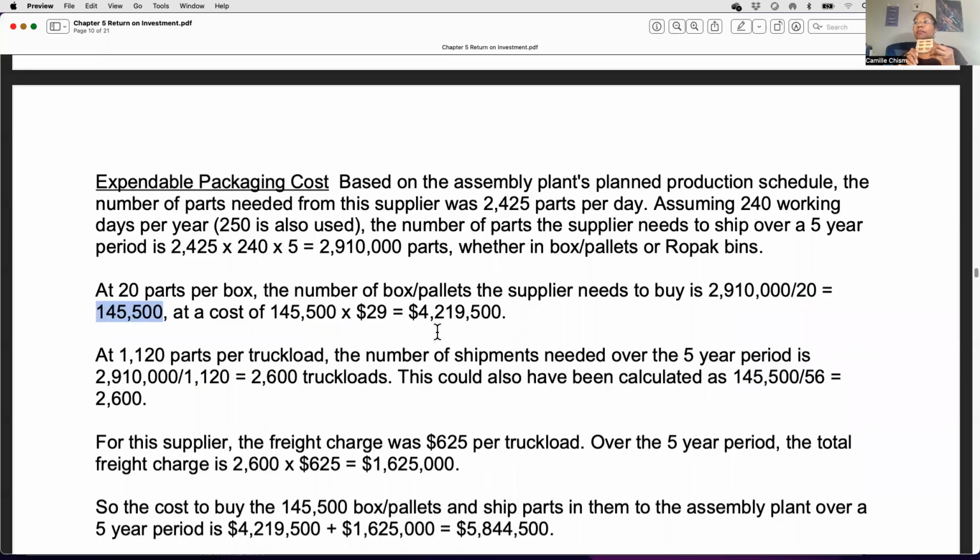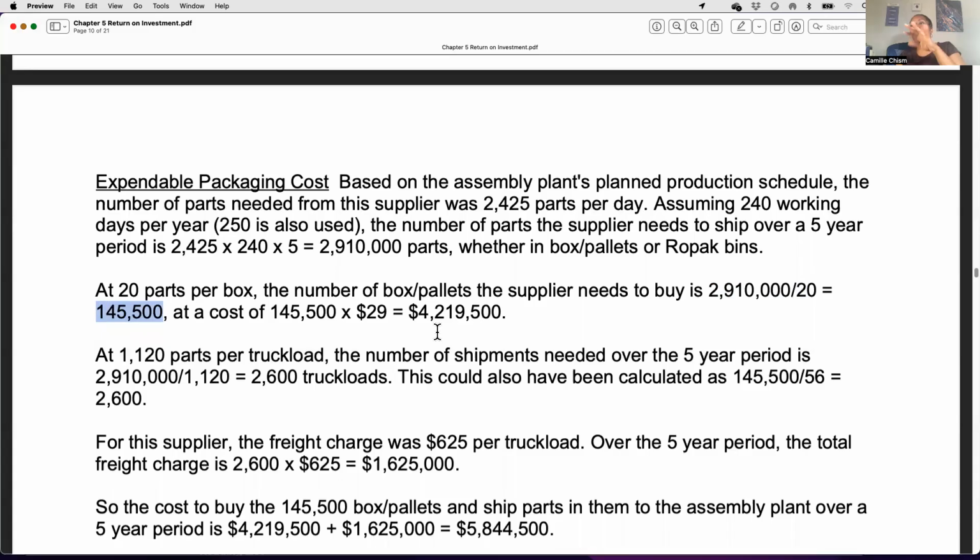$4,219,500 for boxes or expendable packs. So you're spending $4 million on expendable packaging, okay?